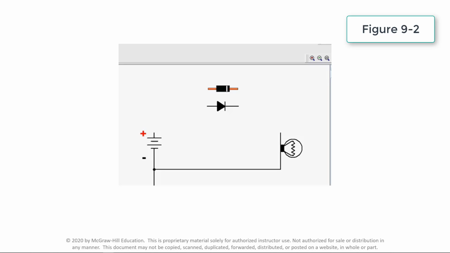This video demonstrates the operation of a forward and reversed bias diode. The most important operating characteristic of a diode is that it allows current in one direction and blocks current in the opposite direction. When placed in a DC circuit, the diode will either allow or prevent current flow, depending on the polarity of the applied voltage.